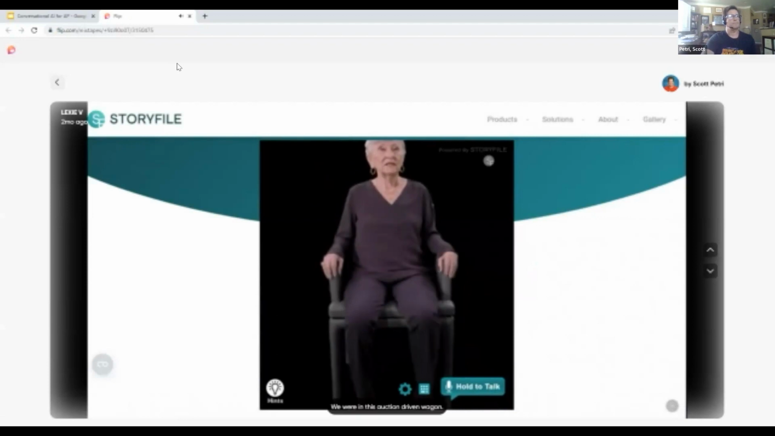We were in this oxen-driven wagon. They squeezed in as many people as they could, complete families.